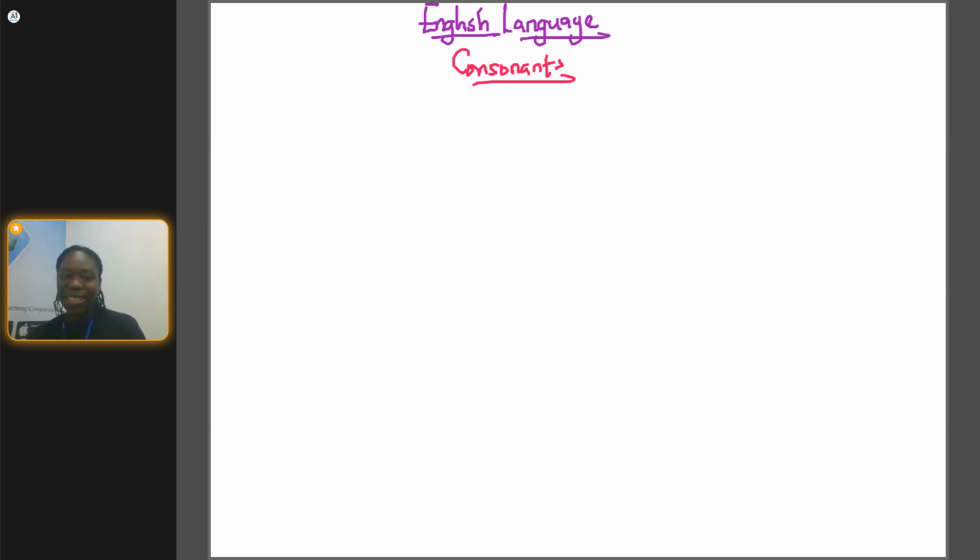We are moving straight into the class. And as you can see on the board, today we are talking about consonants. So today we are just going to get ourselves familiar with consonants and we go a little deep into it. Then we continue in our next class.